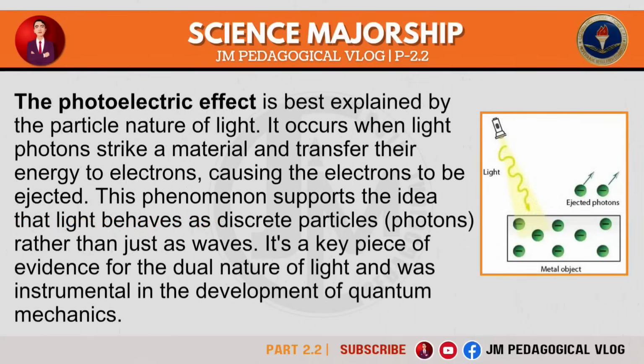The photoelectric effect is best explained by the particle nature of light. It occurs when light photons strike a material and transfer their energy to electrons, causing the electrons to be ejected. This phenomenon supports the idea that light behaves as discrete particles, photons, rather than just as waves. It's a key piece of evidence for the dual nature of light and was instrumental in the development of quantum mechanics.